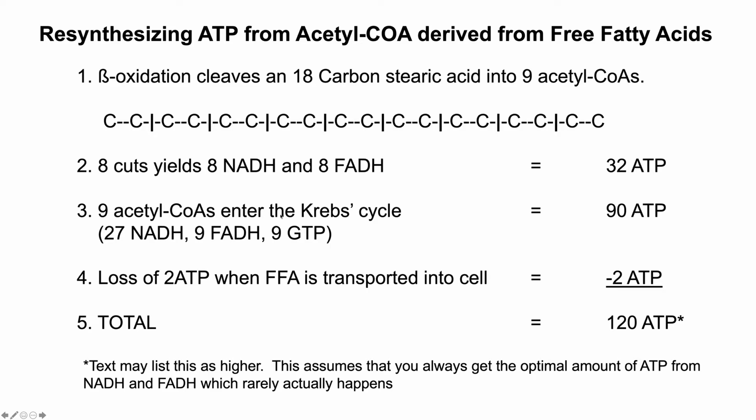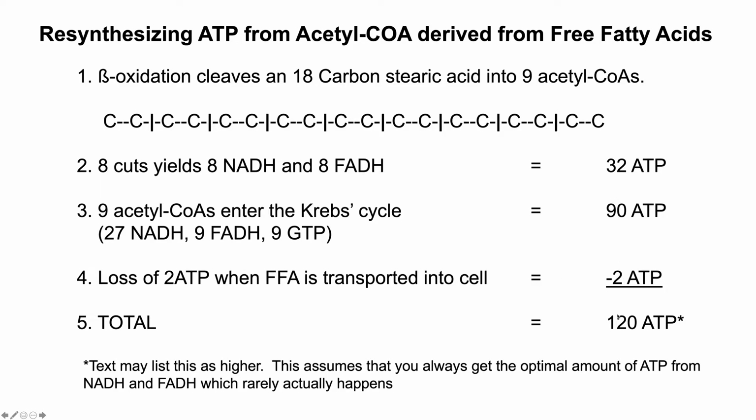Then you got the 9 acetyl-CoAs and the Krebs. So each acetyl-CoA gives you 3 NADH, 1 FADH, and 1 ATP. Remember, GTP and ATP are the same thing. So you do the math, 90. Remember, you have to invest 2 ATP to get the whole process started, so you minus 2.